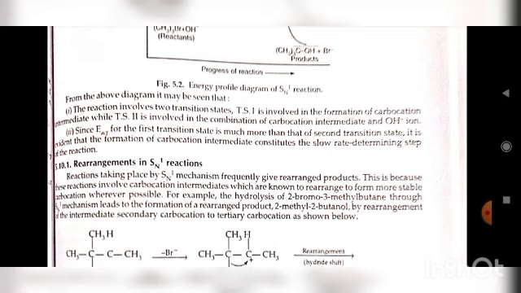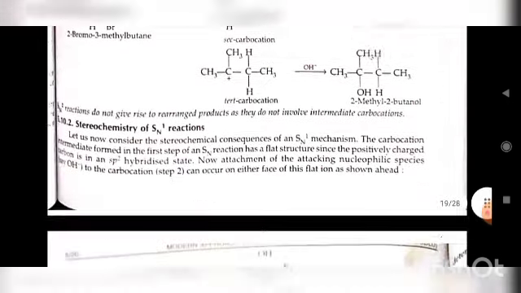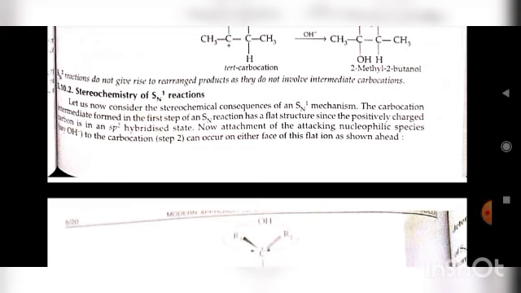Rearrangement in SN1 reactions. Reactions taking place by the SN1 mechanism frequently give rearranged products. This is because these reactions involve carbocation intermediates which are known to rearrange to form more stable carbocations wherever possible. For example, the hydrolysis of 2-bromo-3-methylbutane through the SN1 mechanism leads to the formation of a rearranged product, 2-methyl-2-butanol, by rearrangement of the intermediate secondary carbocation to a tertiary carbocation. SN2 reactions do not give rise to rearranged products as they do not involve intermediate carbocations.